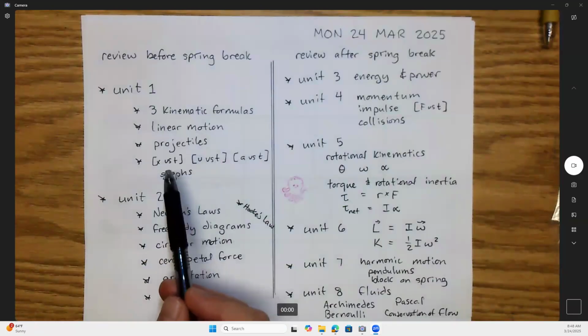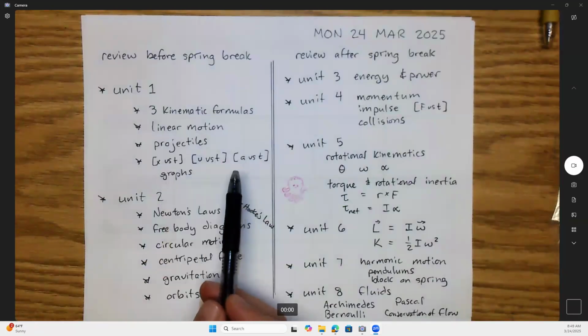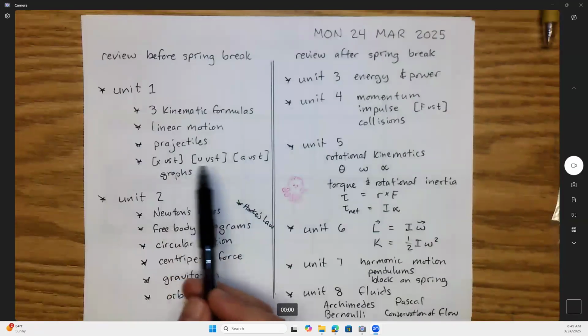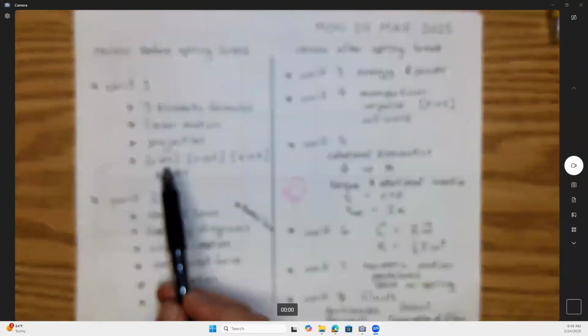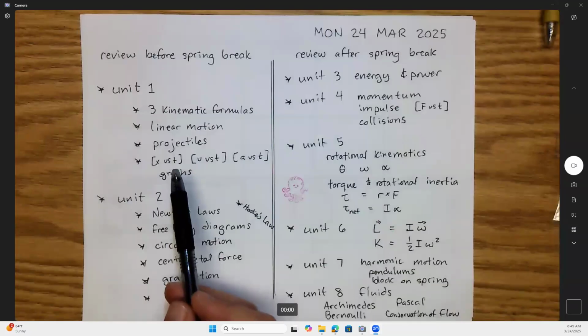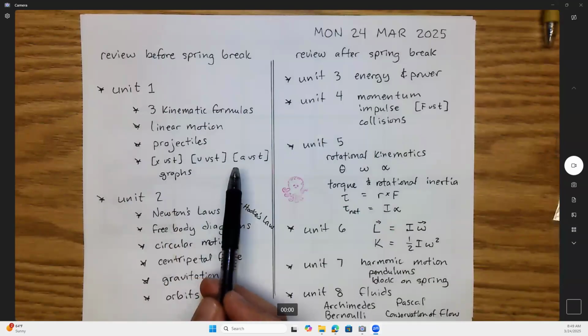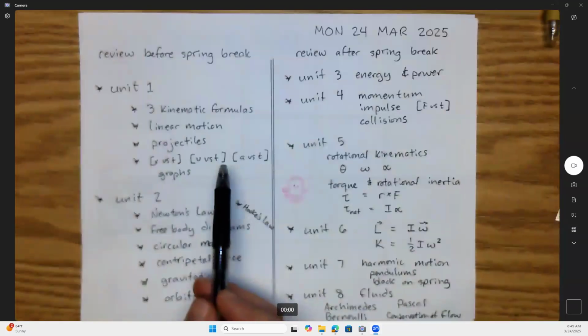Okay. There's also, you guys remember X versus T, V versus T, A versus T graphs? Right? And these are all related to each other. So if you have information for one graph, you can kind of figure out what the other two look like. For example, guys, if V versus T is linear, X versus T is what shape? Parabola. And A versus T could be a constant, like a flat line straight across.